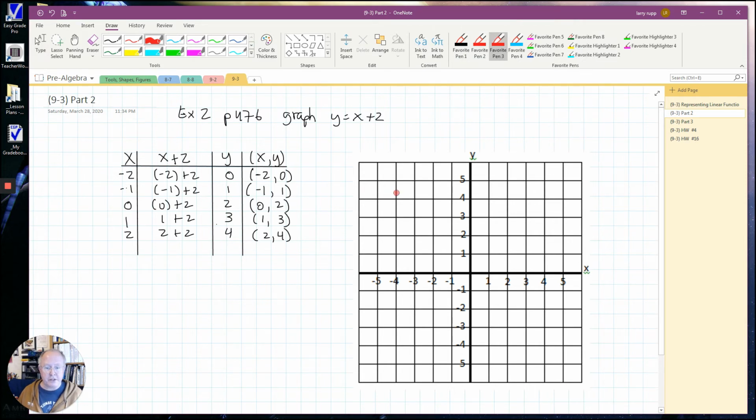Okay, so the first point says x equals -2. So here's -2, and y is 0. So that means that this point is right on the x-axis. The next point says when x is -1, y is +1. So that means our point's right there. The next point says that when x is 0, then y is +2, right there. When x is 1, y is +3, right there. And when x is 2, y is +4.